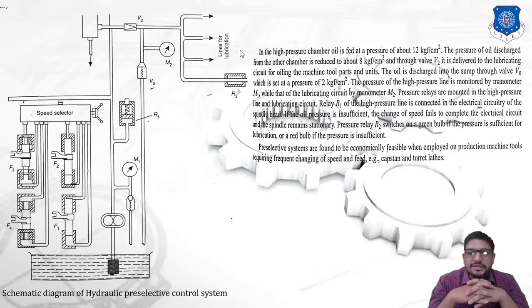Okay guys, so in today's session we are stopping here. We have discussed today two types of control system: simple centralized control and pre-selective centralized control. In our next session we will discuss selective centralized control and adaptive control system. So till then, stay tuned and thank you all.